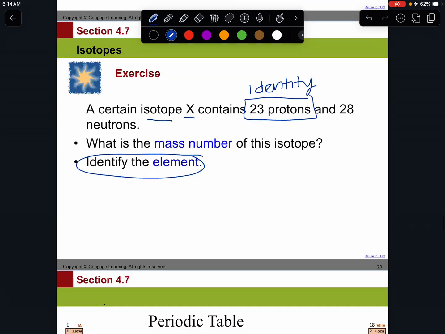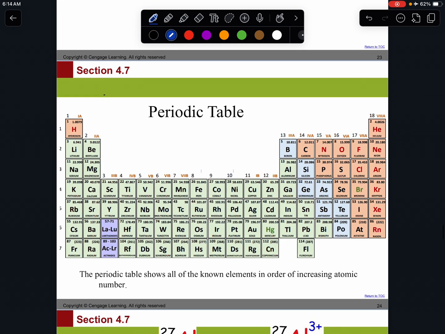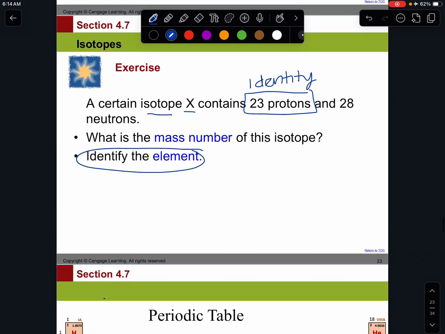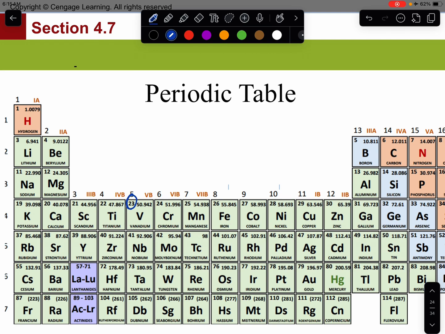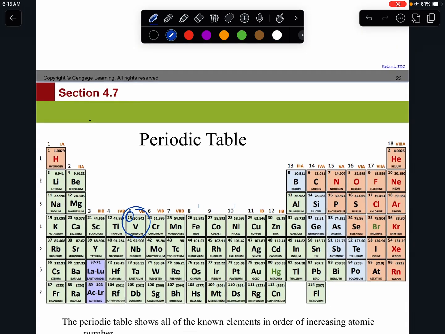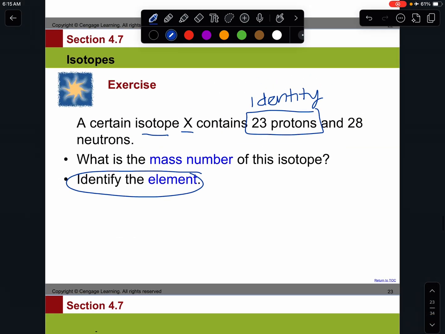I want you guys to make sure you can look at a periodic table. I believe I have one on the next slide here. We need to find something that has 23 protons. If I zoom in here, I can see 23 right here is vanadium. Now we're just going to write the symbol V. So we have identified the element.